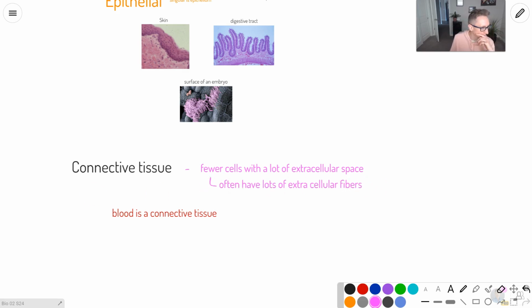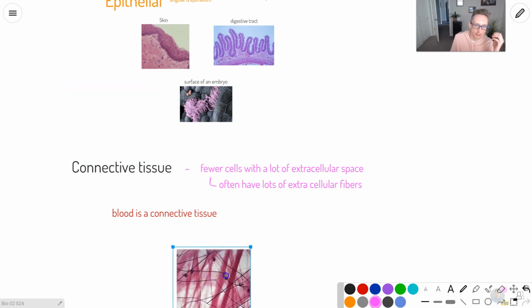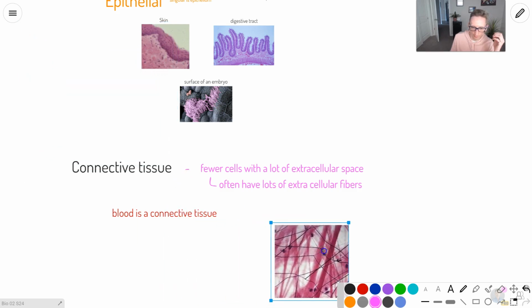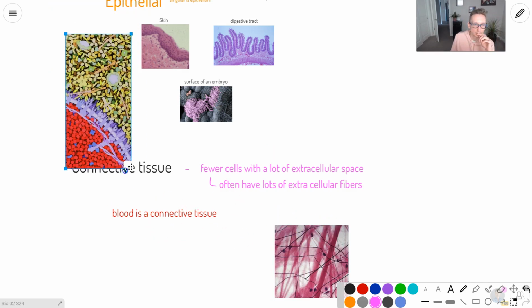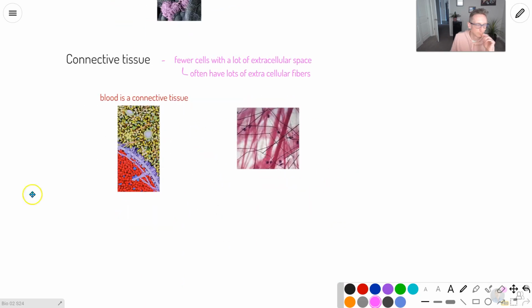Connective tissues, a classic example here would be loose connective tissue. This is what would line our organs, for example. Blood, let me see if I got a good image of blood here. I think I got a David Goodsell drawing. Yeah, blood here. We looked at blood on the slide. I have another image here. So this would be a red blood cell and plasma.